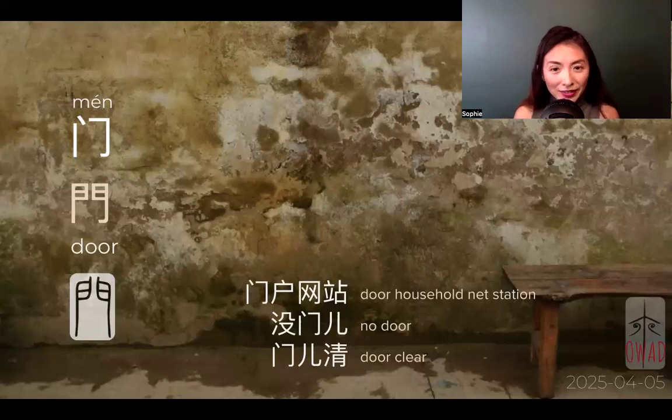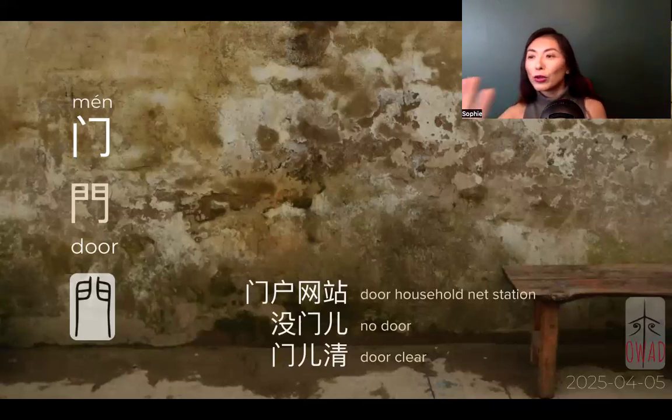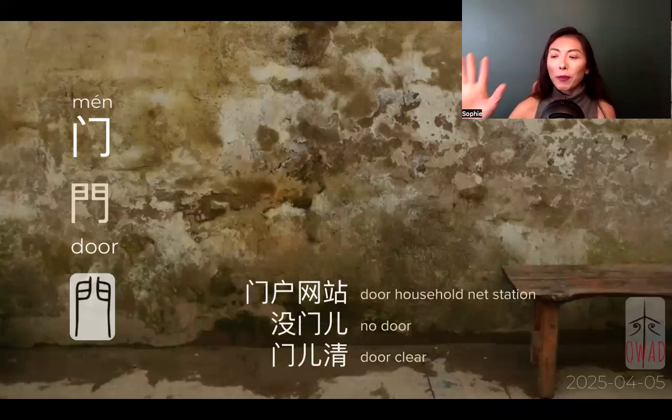Anyways, 没门儿 says no door. And can you see what that would be equivalent to in English? It would be equivalent to no way. So we don't say way, we say door. There's no door to it. You cannot enter it. You're permanently, at least for now, shut out because you cannot even find the door. So 没门儿 means you don't have the way, the pathway to get there at all. Like there's no way.